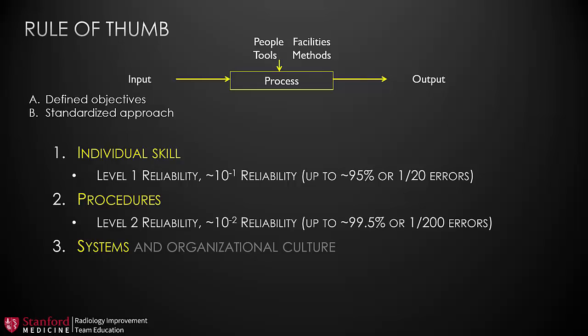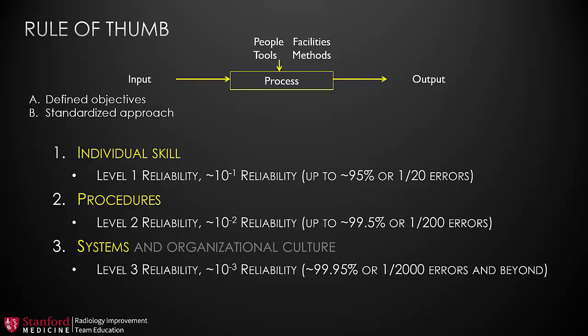Well-developed and well-accepted standardized procedures will get you to roughly 10 to the minus 2 reliability, or getting it right about 99.5% of the time. This is through well-developed processes with standardized techniques, embedded decision aids, color coding, reminders, etc. This is level 2 reliability. Well-developed systems and organizational culture can get you to 10 to the minus 3 reliability and beyond, which means making a mistake less than about 1 out of 2,000 attempts.